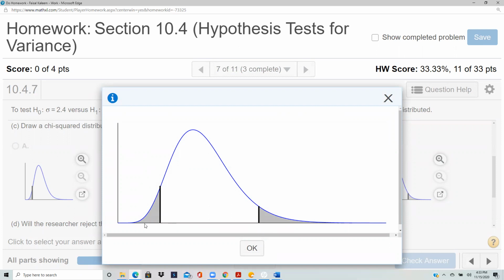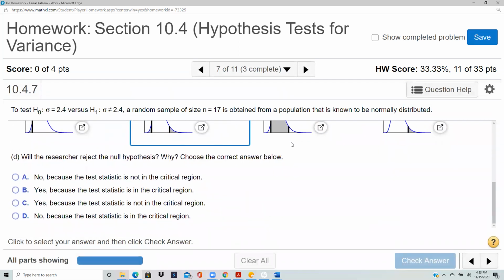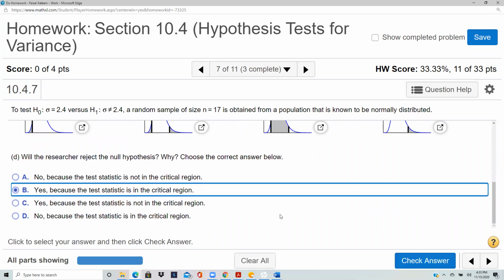So, okay, they were not asking for the numbers. They were just asking to see if the test statistic falls in the critical region or not. And it does, because it falls over here. This one is 7 and this one is 26. So the 4 falls over here. Okay, so yes, because the test statistic is in the critical region. The critical region is the rejection region in the tails.